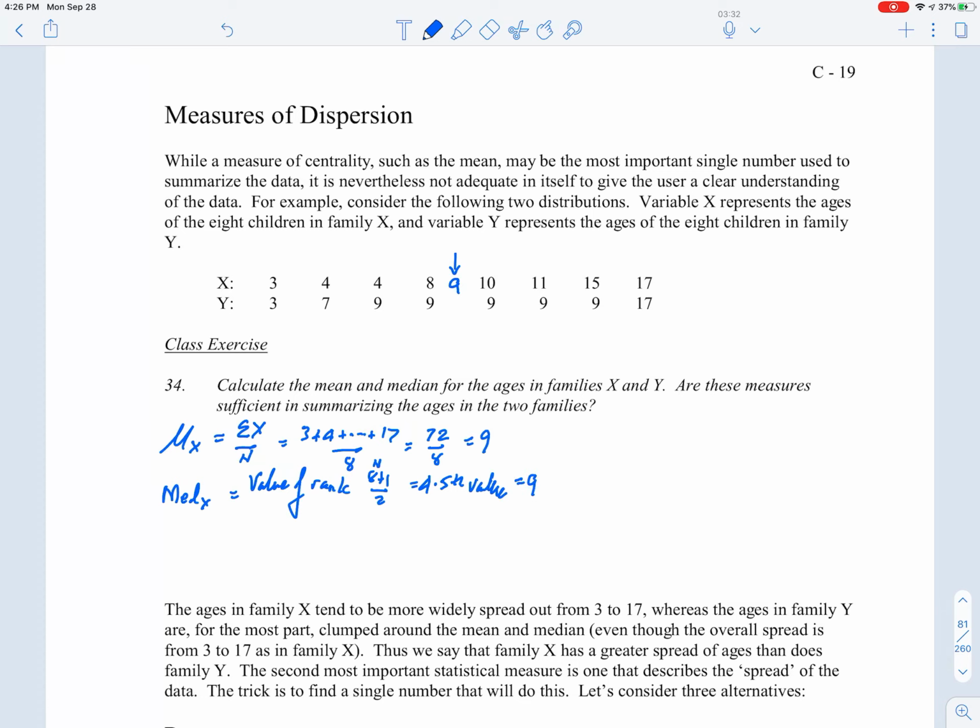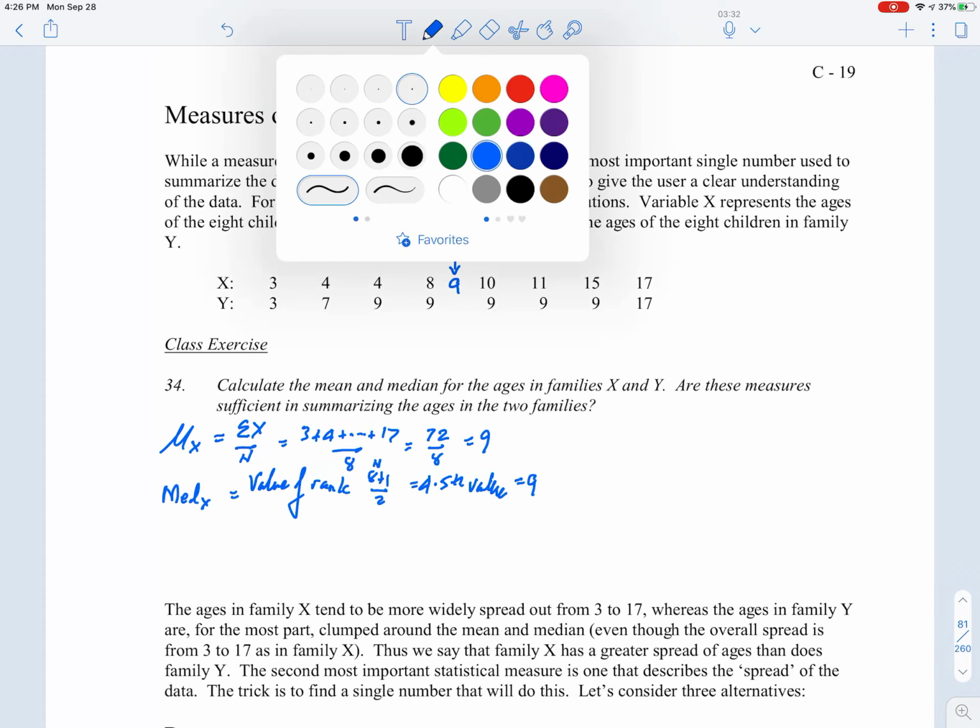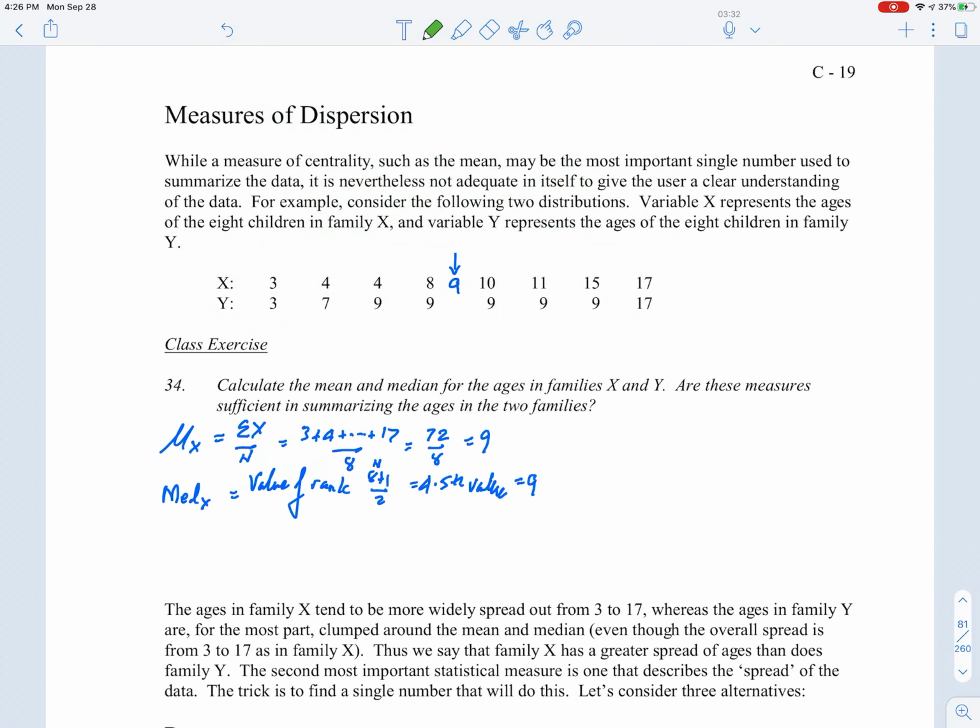So what we've got here is that the mean is equal to the median. These data are not skewed. All right, let's do the same now for family Y. I'm going to change colors here.